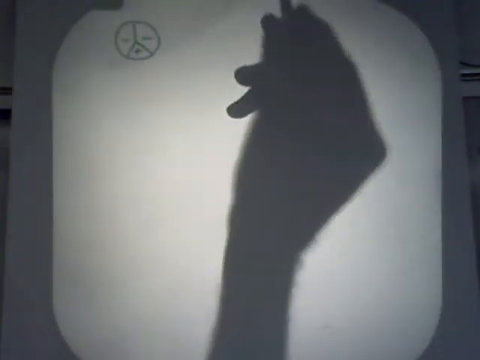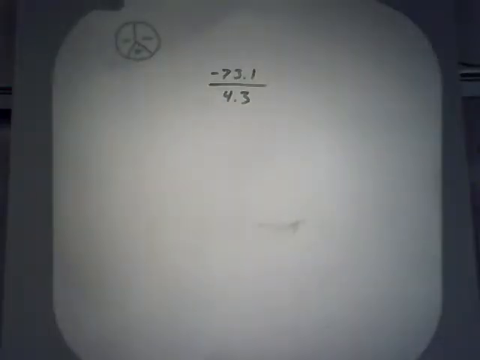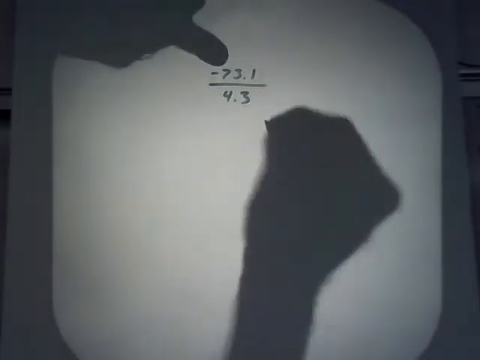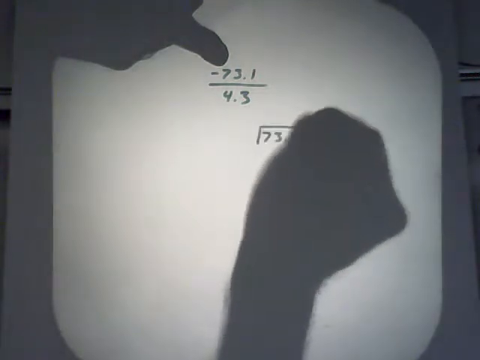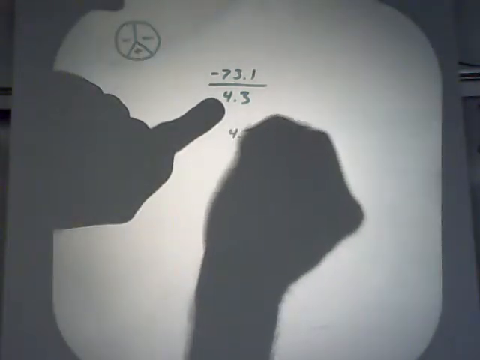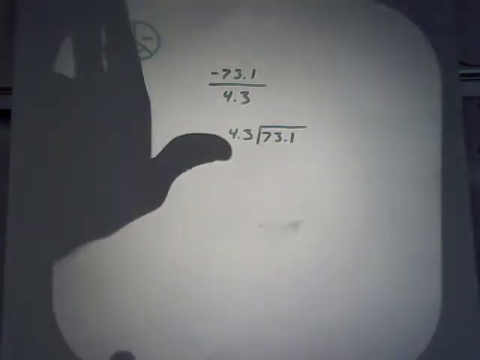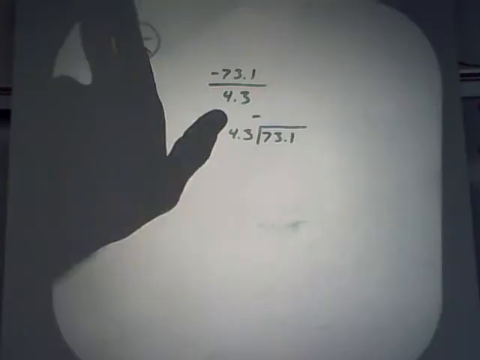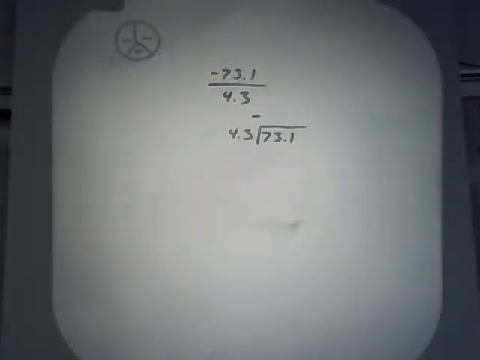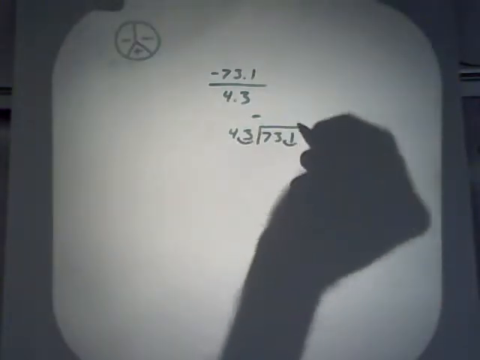Okay, so for example, if I give you, I don't know, negative 73.1 divided by 4.3. Which one goes inside the den? The one on top always goes inside the den. 4.3 goes on the outside. Maybe I want to take care of my sign right now so I don't forget. What's a negative divided by a positive? Negative, so maybe I write my negative at the top so I don't forget. It's up to you. All right, what do I got to do first? Move the decimal.